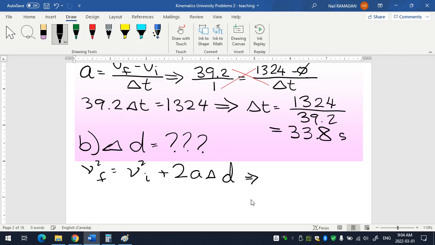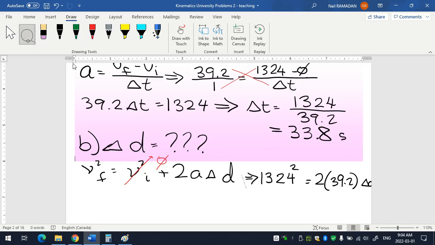All right. Final speed is 1324 squared. Good news about VI, it's zeroed out. I don't like to say canceled. It's not canceled. It is 0. And then equals 2 times 39.2 delta D. Delta D. Yeah.